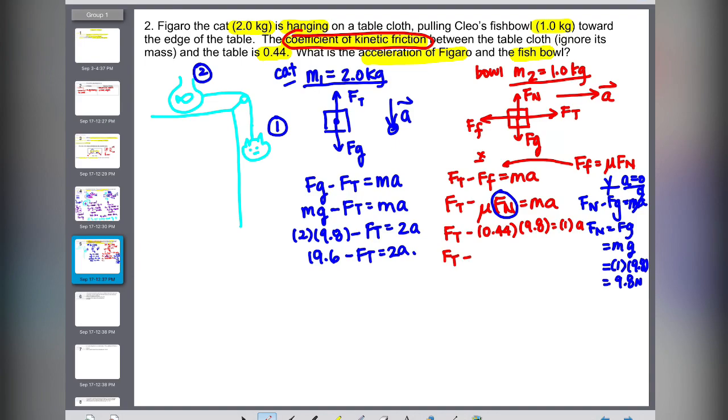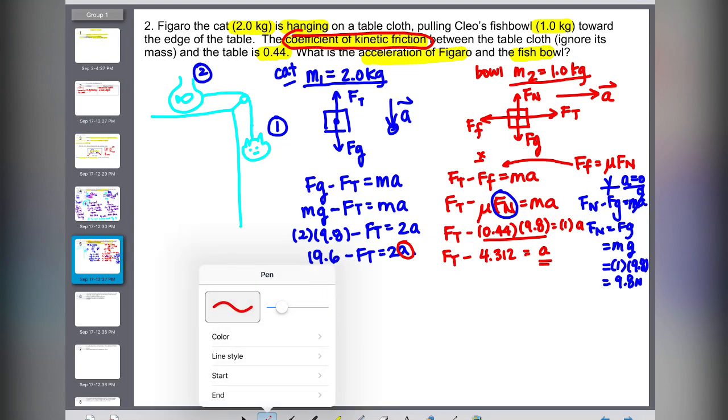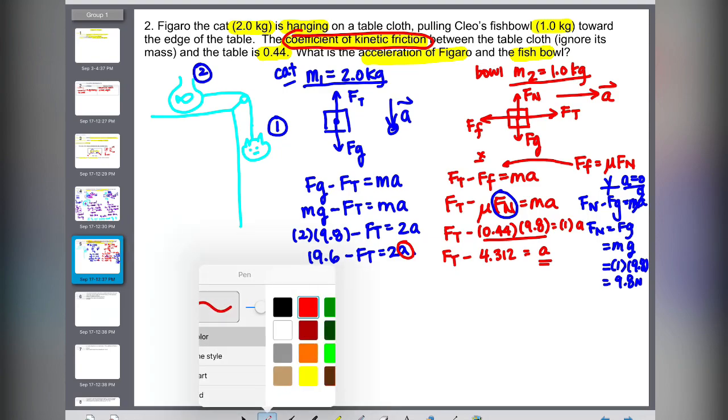Clean it up. Ft minus, so I took 0.44 multiplied by 9.8, so 4.312 equals 1 times A, which is just A. Now, I have two equations with two unknowns. You sub one into another, so it's up to you how you want to do it. I already have an isolation of A, so you really could sub the A into this A right here.